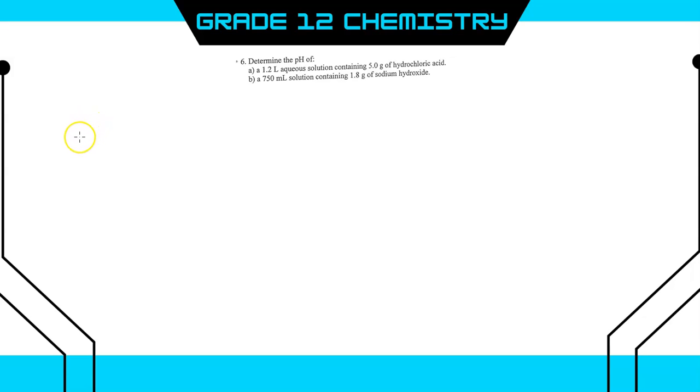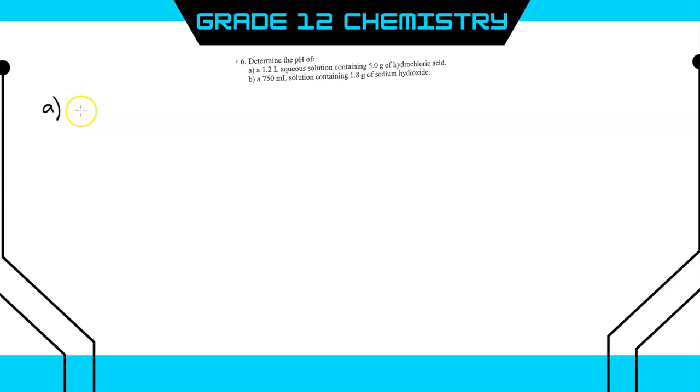Let's start with question 6. This one says determine the pH of, so we have 2 that we have to complete. Part A is for hydrochloric acid, and part B is sodium hydroxide. So these are both strong acids and strong bases. So let's do part A. We have a 1.2 liter aqueous solution containing 5 grams of hydrochloric acid.